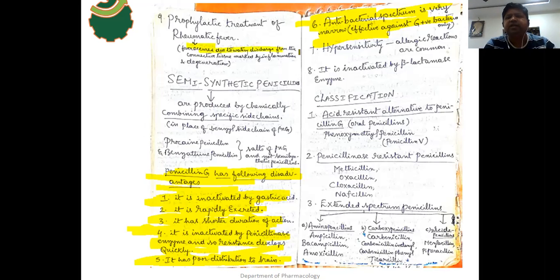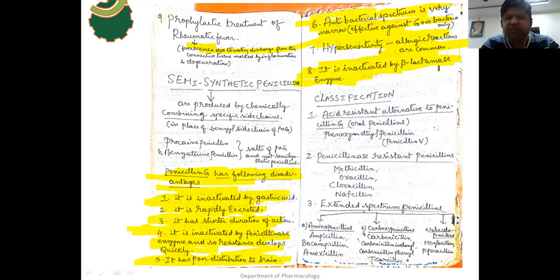And hypersensitivity is one of the common problems, which leads to allergic reactions. It is also inactivated by another enzyme called beta lactamase. Penicillin will be inactivated by many resistant bacteria producing an enzyme that directly damages the beta lactam ring. That is called beta lactamase. Even penicillinase is a type of beta lactamase. Please try to understand, penicillinase is one type of beta lactamase. That is the problem with penicillin G.